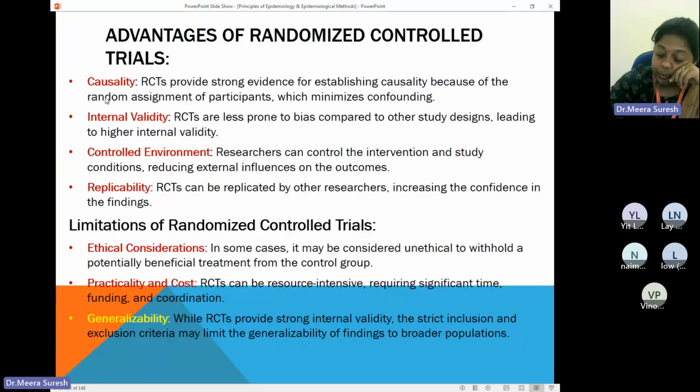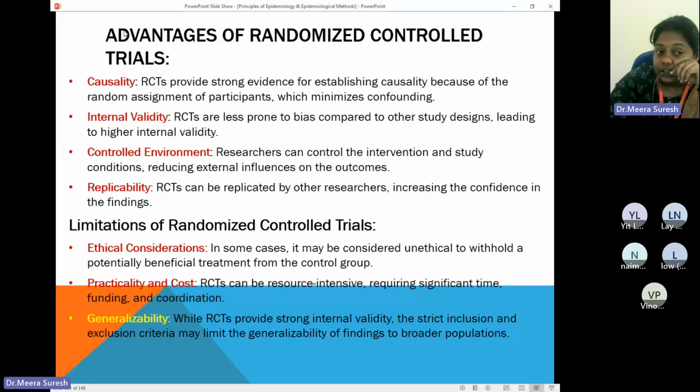And if there is more exposure, there should be more chances of developing the outcome. If there is less exposure, then less chance of developing the outcome. So we get to establish this causality. We can prove it by manipulating.